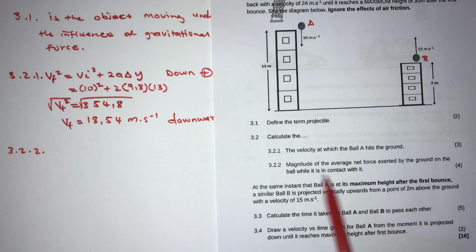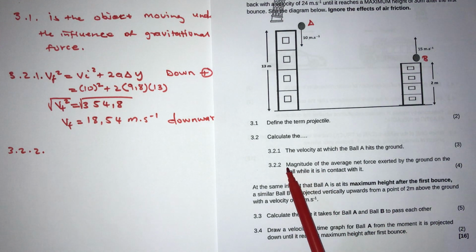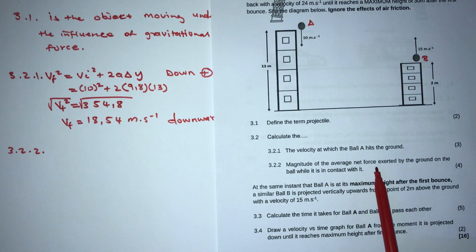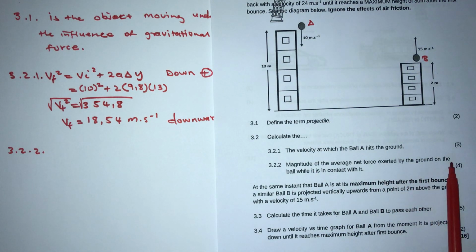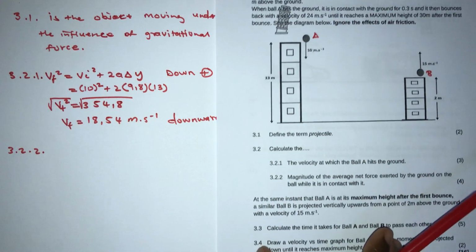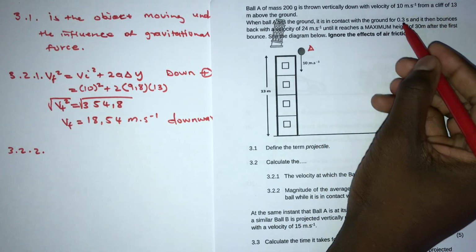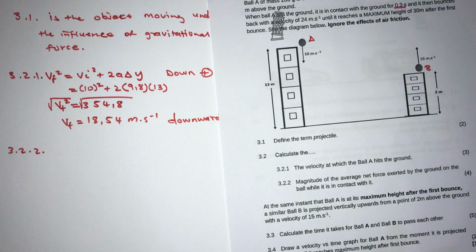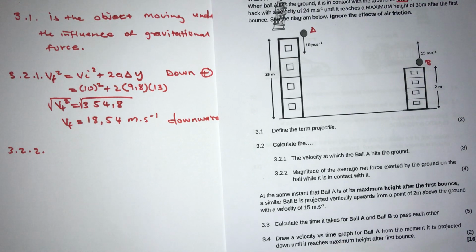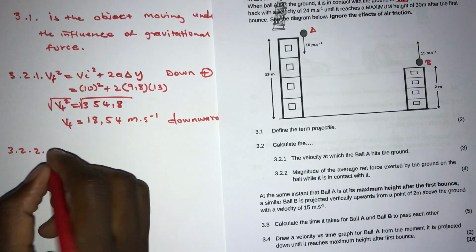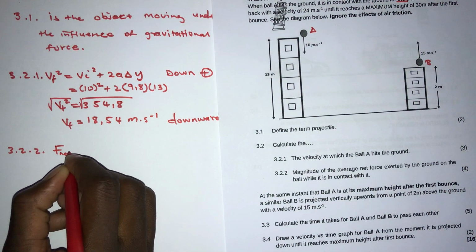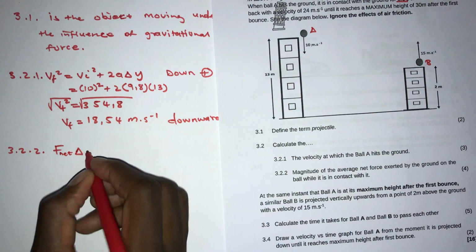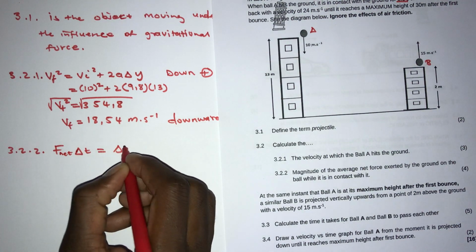3.2.2, we calculate the magnitude of the average net force exerted by the ground on the ball while it is in contact with it. So the force that they're talking about, they said the time of contact with the ground is 0.3 seconds. Now they're looking for the force. It means that we must apply Newton's second law in terms of momentum or the impulse. So Newton's second law in terms of momentum is F net change in time is equals to the change in momentum.